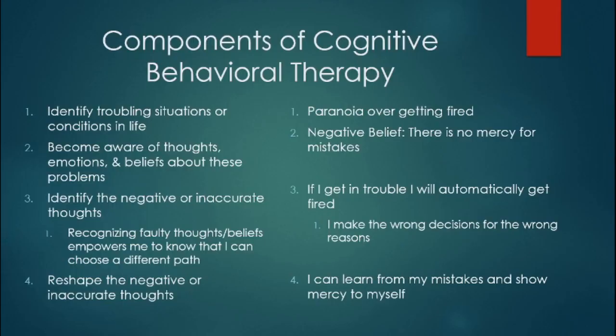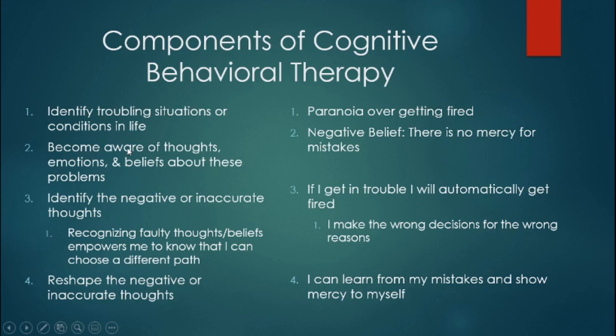Okay, now that you got a summary of what cognitive behavior therapy is all about, I was going to show you some of the components of cognitive behavior therapy and why I chose that as the method for the ethics inventories. And the first thing is that the student needs to identify the troubling situation or conditions in life. The reason I chose cognitive behavior therapy is I used this earlier in my lifetime when I was struggling with illogical thought patterns. And the one that I'm going to talk about today is paranoia over getting fired. So that's an example of a troubling situation.